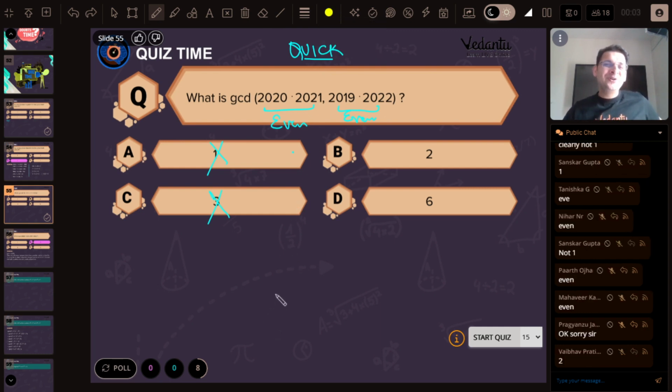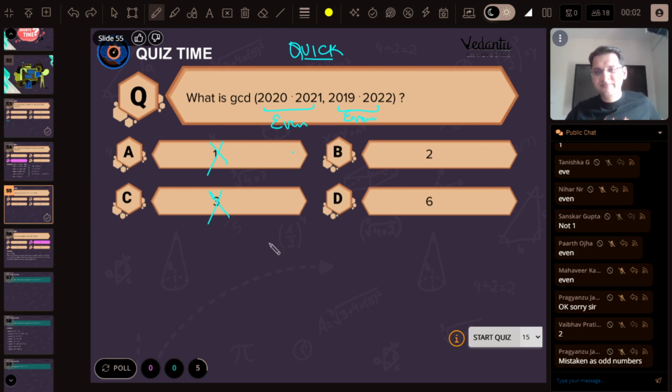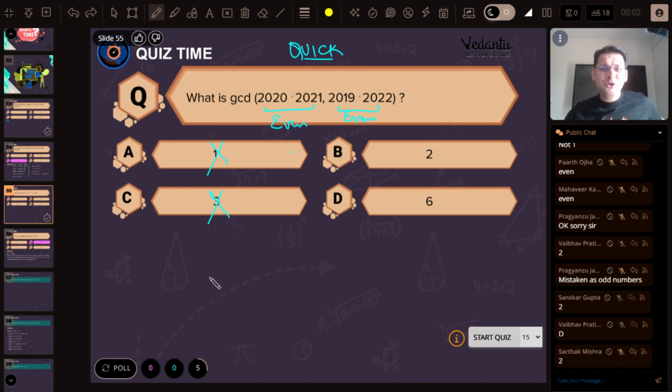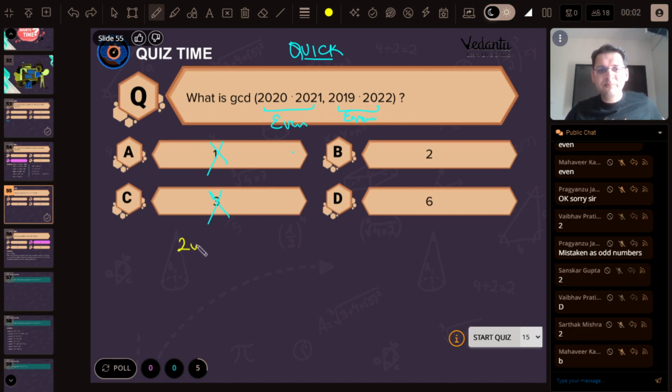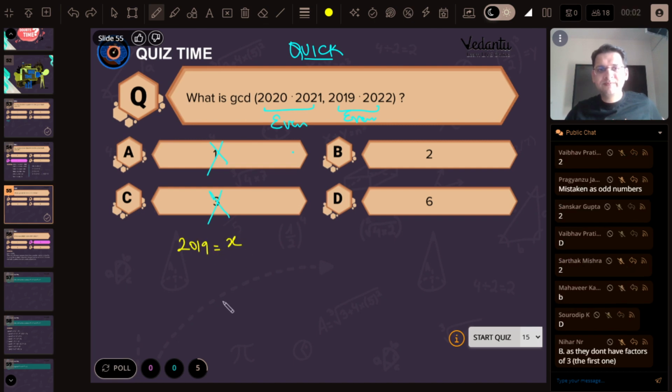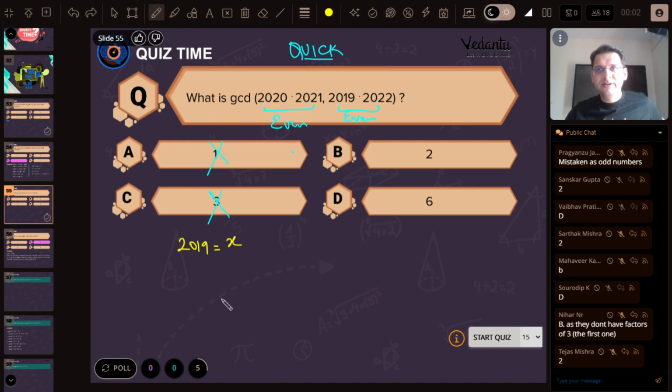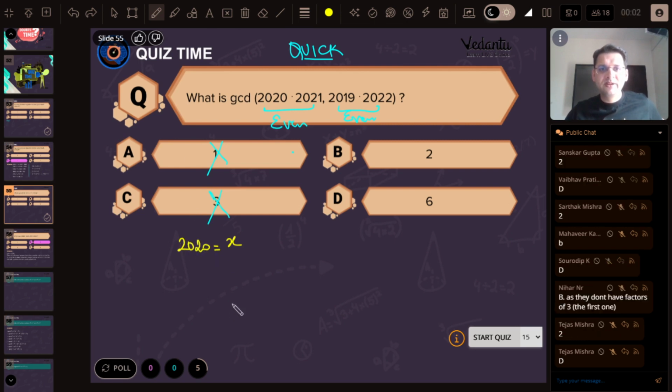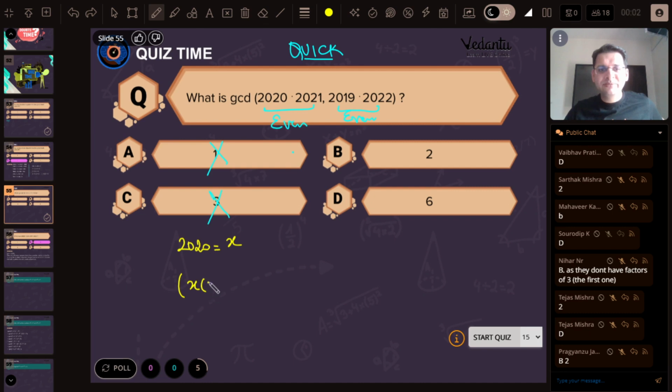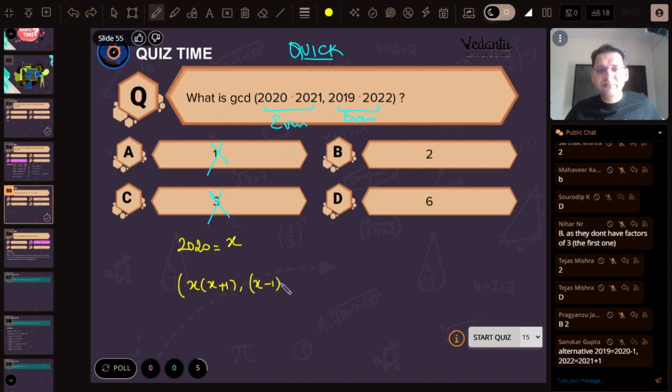Okay. So how do you approach problems like this? Again, these are big numbers. We don't want to calculate, find, and then. So what you do is you see all the numbers are kind of consecutive numbers, no? So the smallest number you can put as x, or the middle number you can put as x. 2020. So this is like x times x plus 1 GCD and x minus 1 times x plus 2.